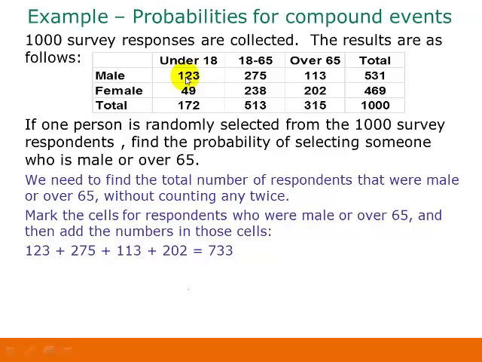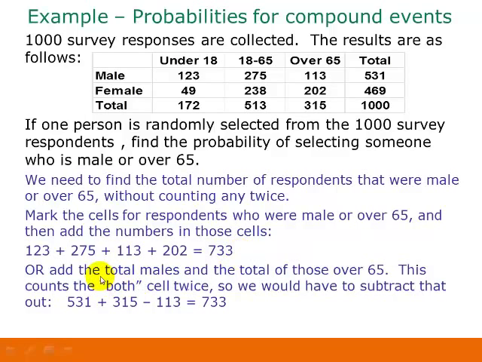If we look at all the cells for the male row, we've got 123, 275, and 113. Now we also need to count the respondents who are over 65. We already counted the 113 in this cell, so we don't want to add that one in again because we don't want to count anyone twice. So we're going to add on the 202 that were over 65 but female. Adding the numbers from these 4 cells together gives us 733.